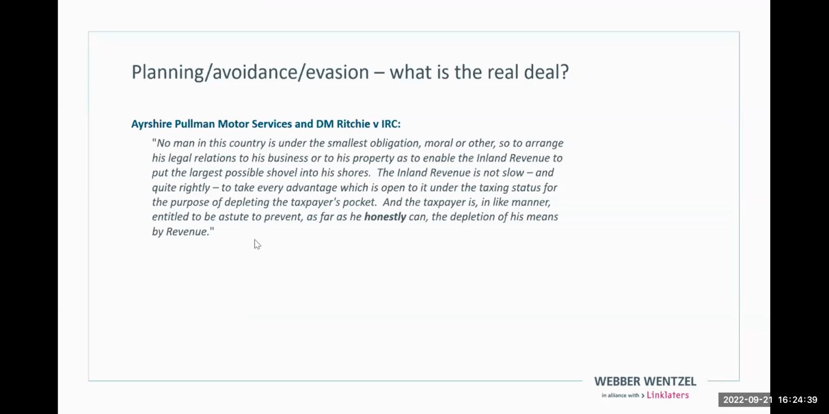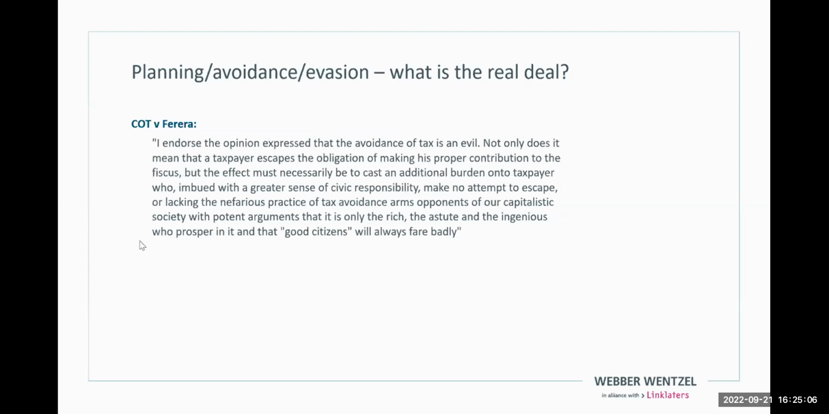I've included some extracts from South African courts around what they regard as the difference. And I think some of the commentary is interesting to read, and these are all corporate taxes, so they're relevant. The taxpayer is entitled to be astute to prevent, as far as he honestly can, the depletion of his means by revenue.